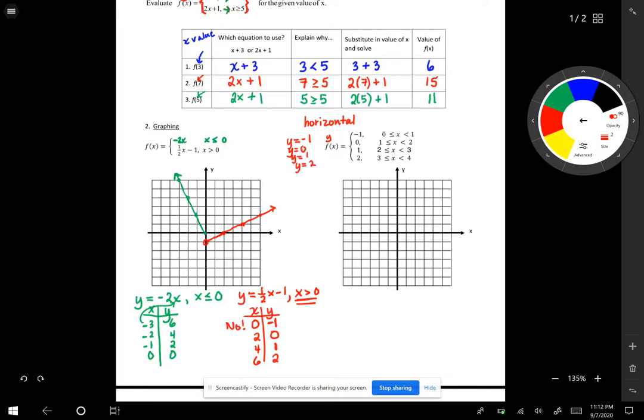Okay. And these are your domain restrictions. So this is anything greater than or equal to 0 but less than 1. This next one is anything greater than or equal to 1 but less than 2. Anything greater than or equal to 2 but less than 3. And finally, anything greater than or equal to 3 and less than 4. Right? So now let's graph the equations. So the first one, the stipulation is from 0 all the way to 1.